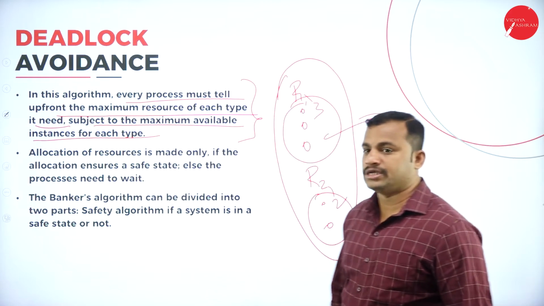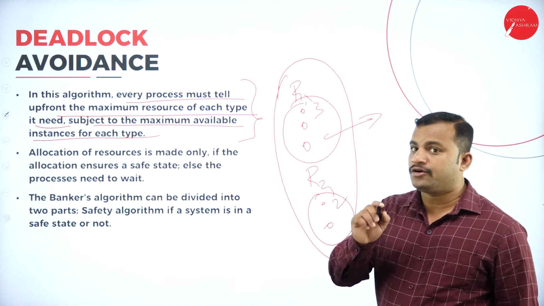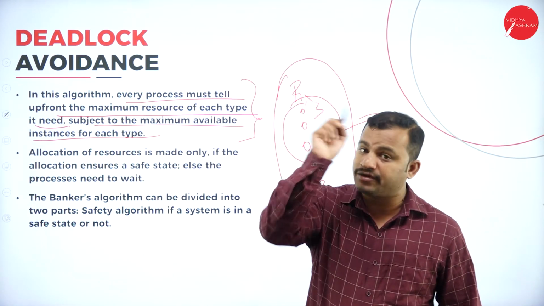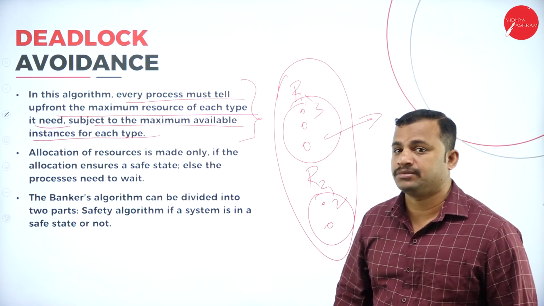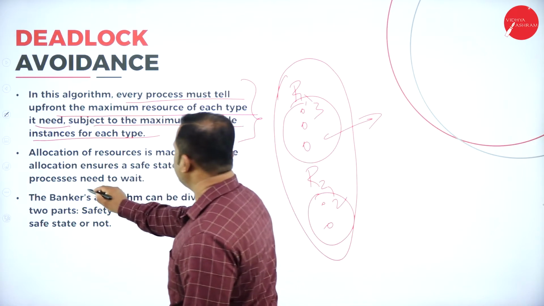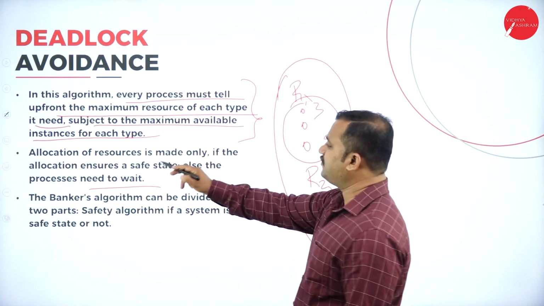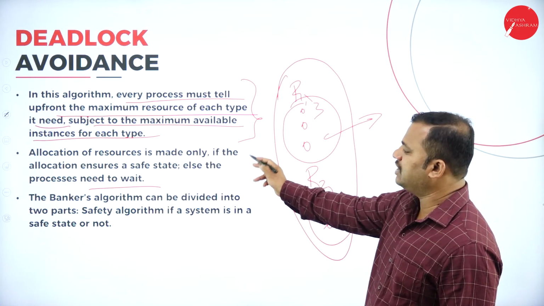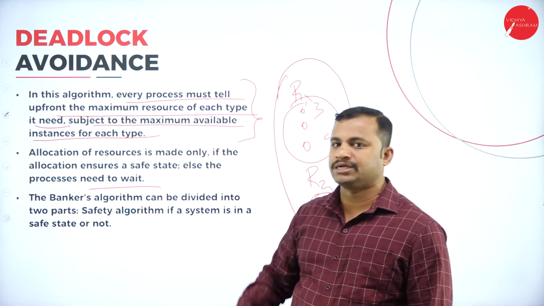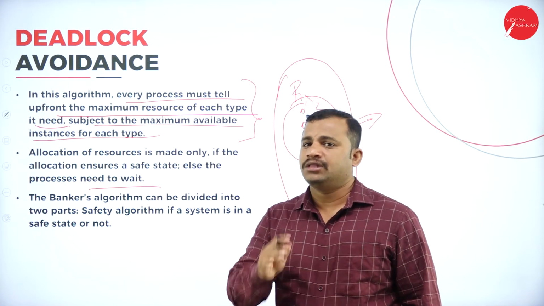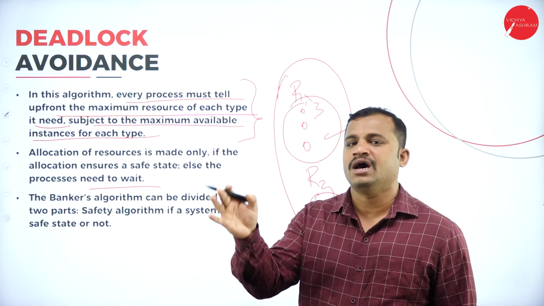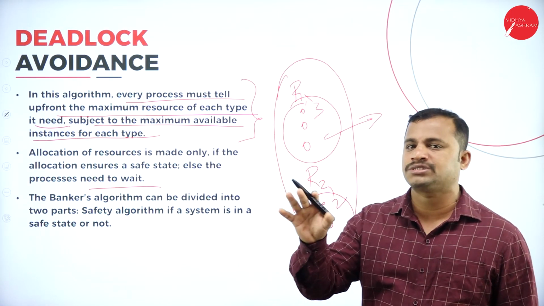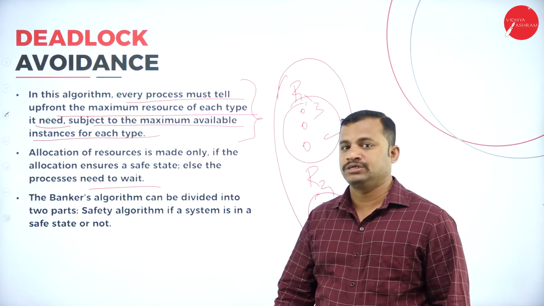And also one more thing. The maximum requirement of a process is calculated with reference to the maximum available resources in the system. Then, allocation of resources is made only if the allocation ensures a safe state, else the process needs to wait. The same thing as I told just now. That means the allocation is made only if the system leads to a safe sequence. Otherwise, it has to wait until the resources are released by other processes.